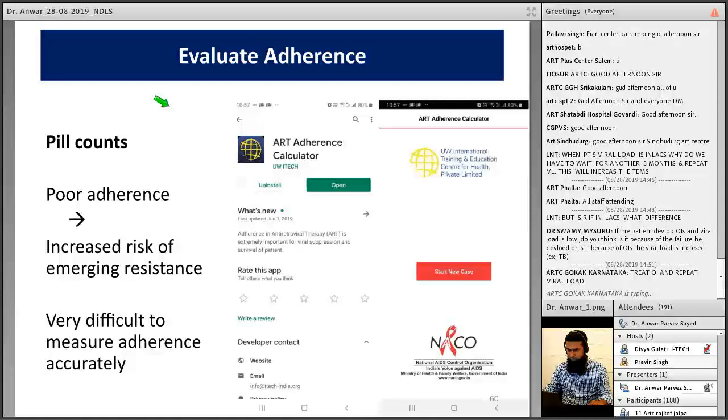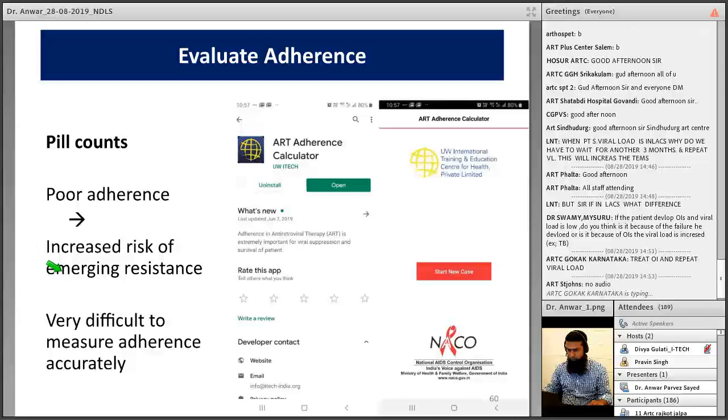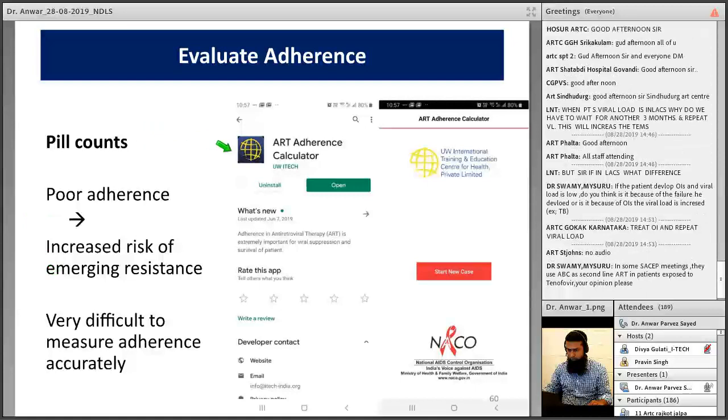And that is why these days we are facing problems: after doing viral load, in many patients we are seeing viral load more than 1000, but when we repeat after 3 months of enhanced adherence counseling, viral load is going down. So poor adherence leads to increased risk of emerging resistance, but the method by which we measure adherence is not, as I said, foolproof.